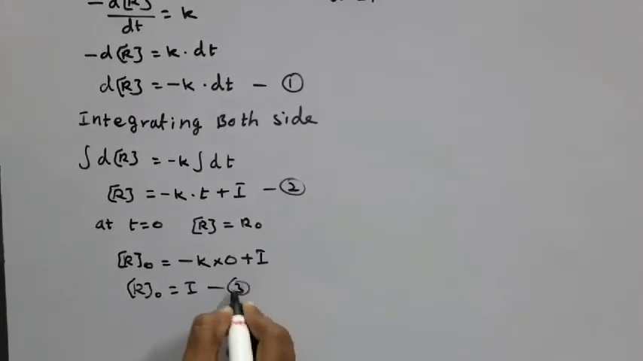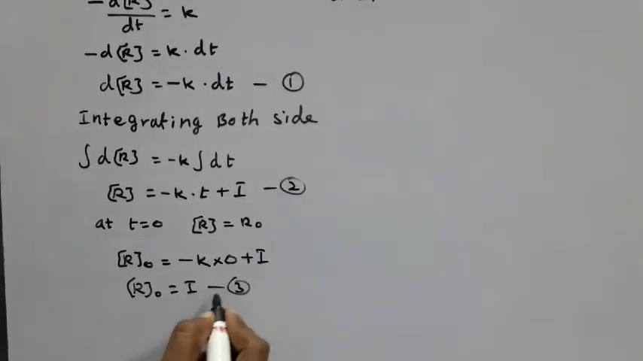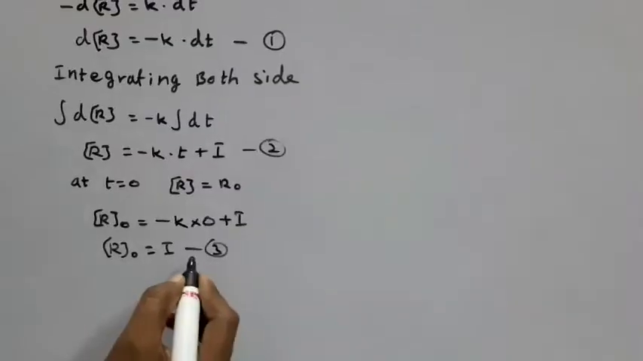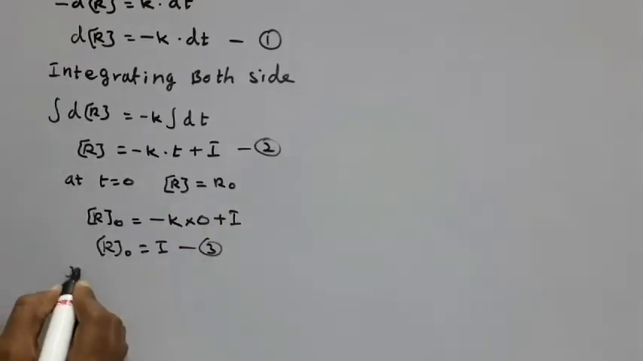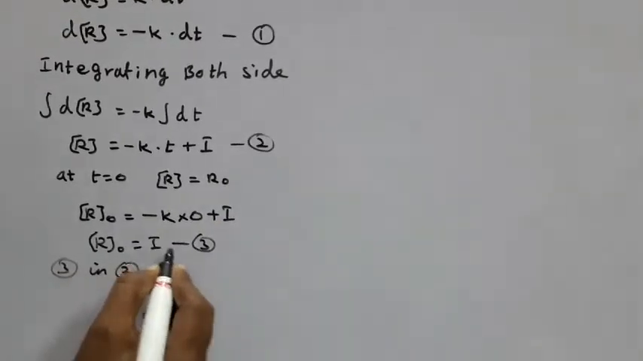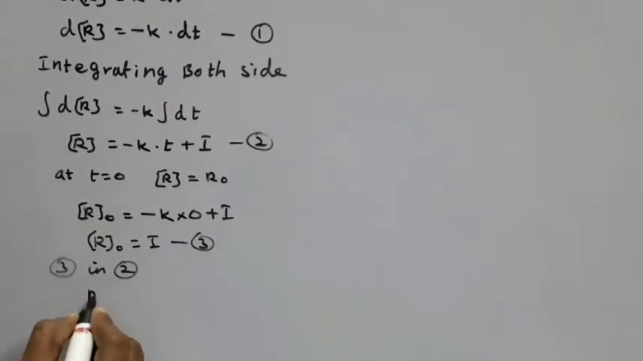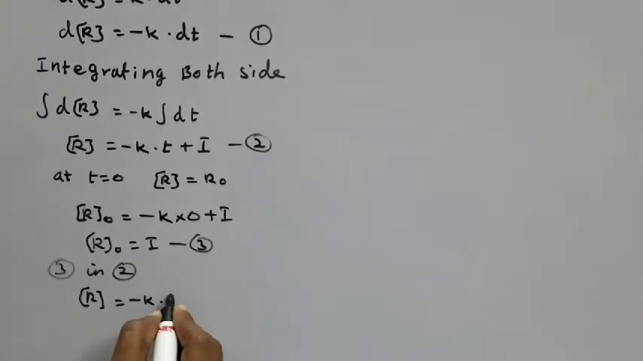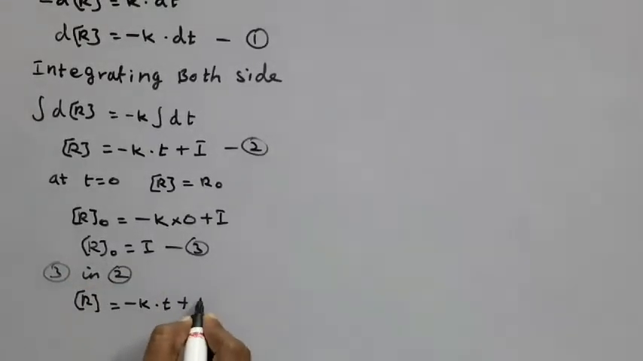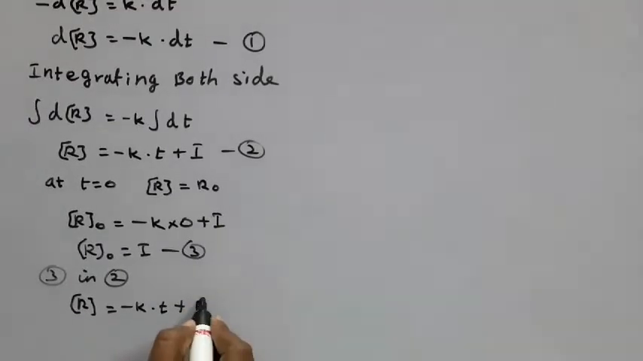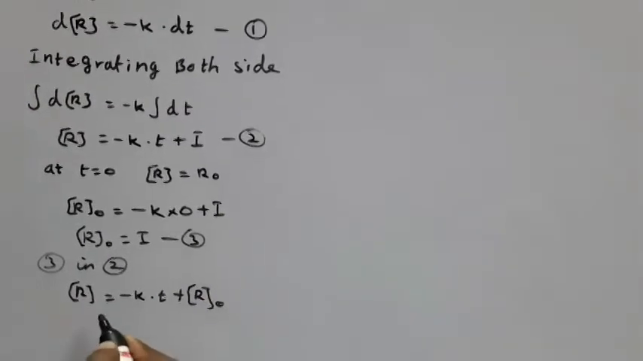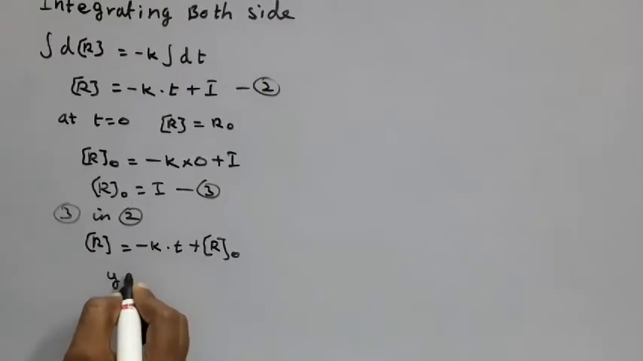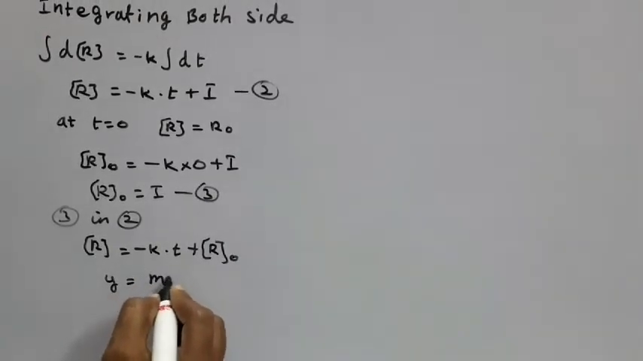This is equation 3. Now we have to substitute the I value from equation 3 into equation 2. So here the reactant concentration at time t, [R], equals minus k into t plus I, which is R0.